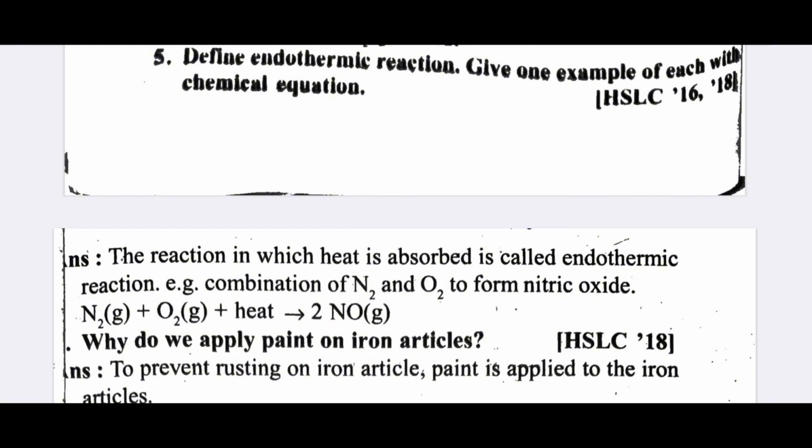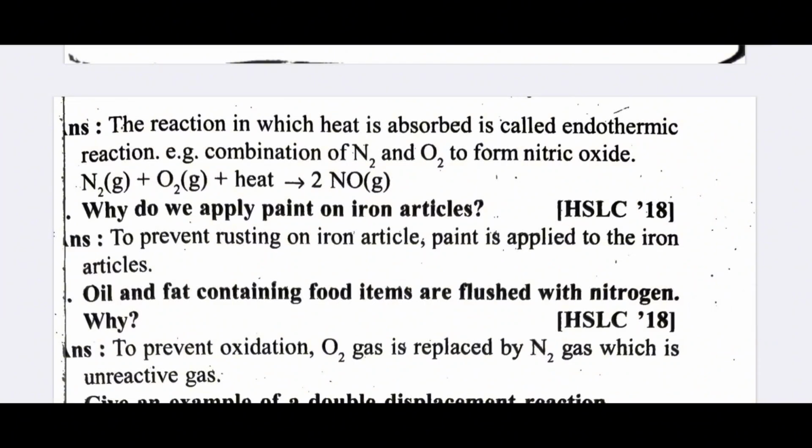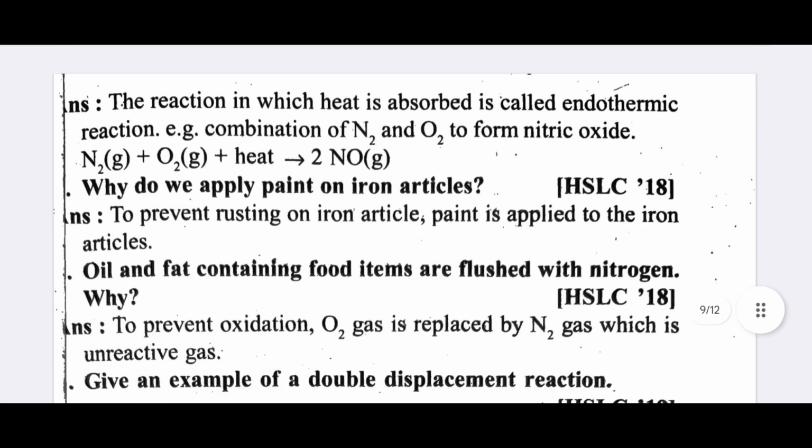Why do we apply paint to iron articles? To prevent rust on iron articles, paint is applied. Oil and fat containing food items are flushed with nitrogen to prevent oxidation. O2 gas is replaced by nitrogen gas, which is an unreactive gas.